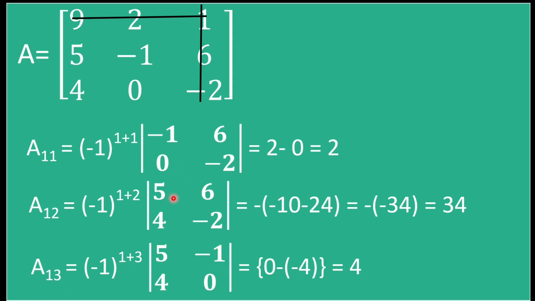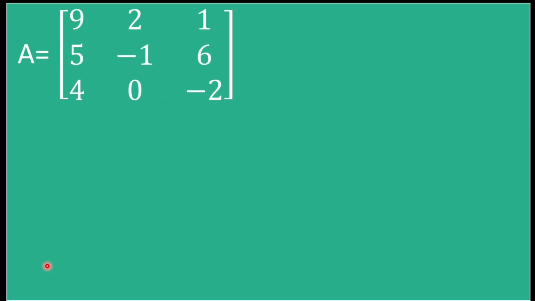So now we have determined A11, A12 and A13, and these are the values. Now we will find out A21, A22 and A23. So for this, now we will use the second row.